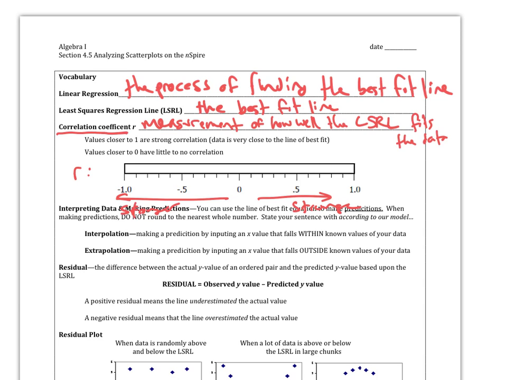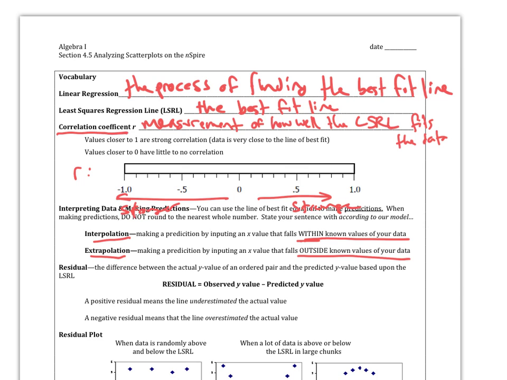When we use a best fit line, we can make predictions. There are two keywords here, interpolation and extrapolation. Interpolation means we're inputting an x value that falls within our data, our known values. So if I measured time from 0 to 1 month, I could predict within 1 month, and that would be interpolation. Extrapolation means predicting outside the known values of your data. If I measured from 0 to 1 month and then tried to make a prediction for 8 months, that would be extrapolation.